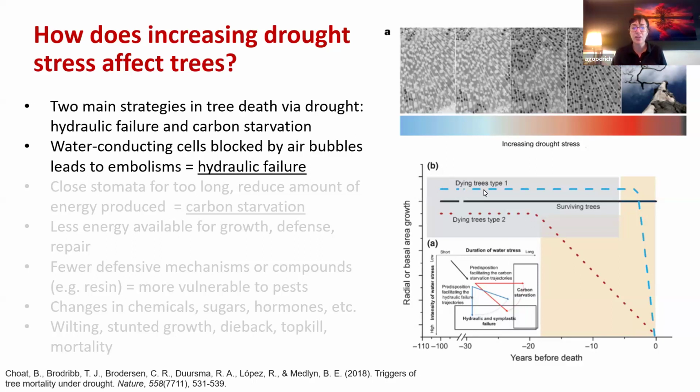So these trees are just cranking along, right? They've got their stomates open. They're not losing any growth. They've got all the carbon dioxide they need, but at some point they pass a threshold and they might die very quickly because of all those embolisms, cavitation, or air bubbles in the xylem.